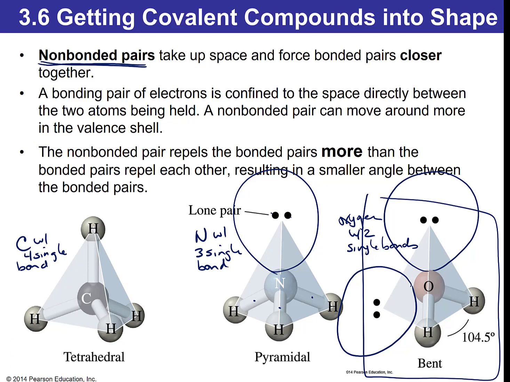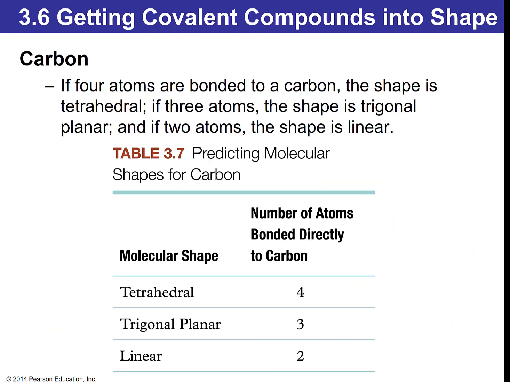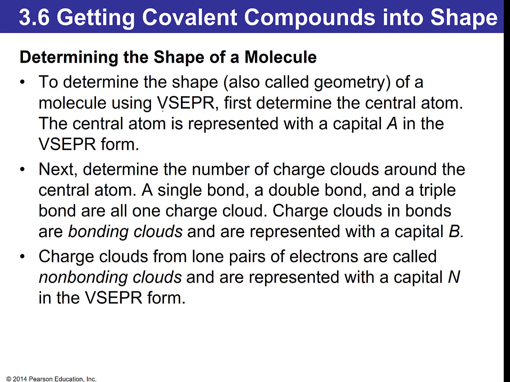So they came up with this naming thing, and they call it the VSEPR, the valence shell electron pair repulsion. That's what that stands for. And really all that's talking about is how these bonding pairs and non-bonding pairs will fit around that central atom.